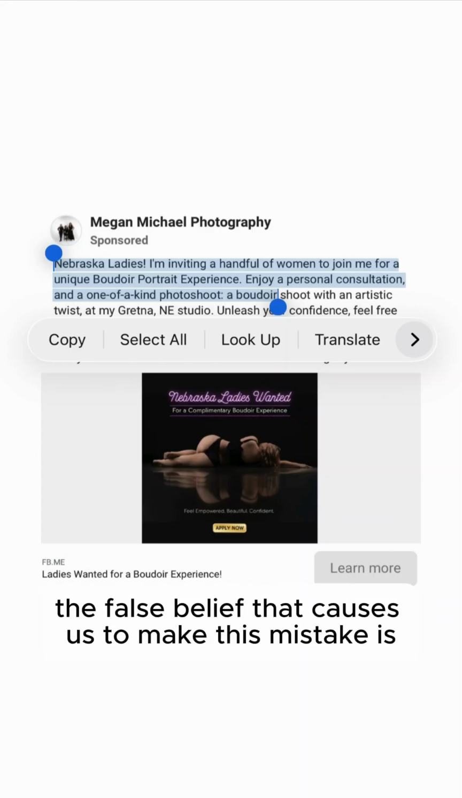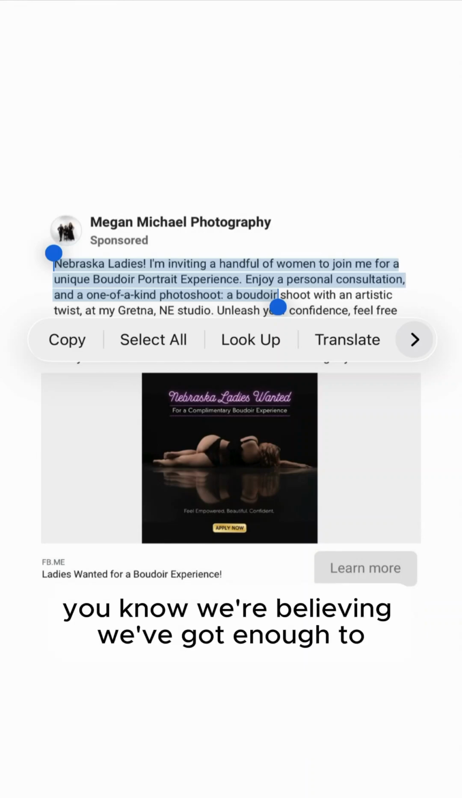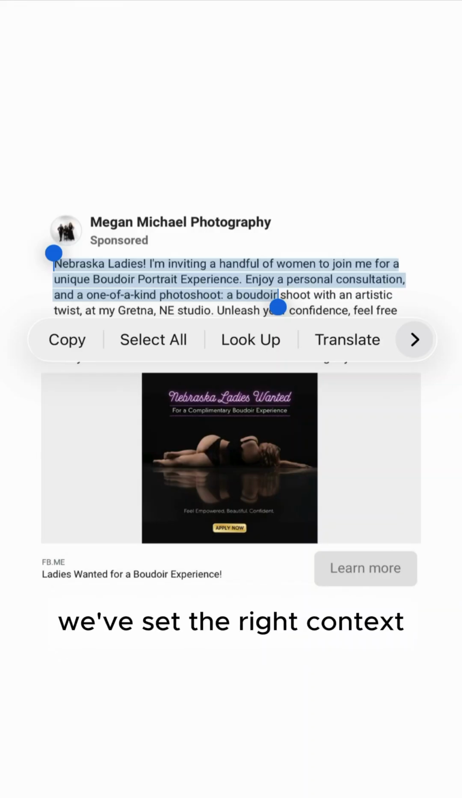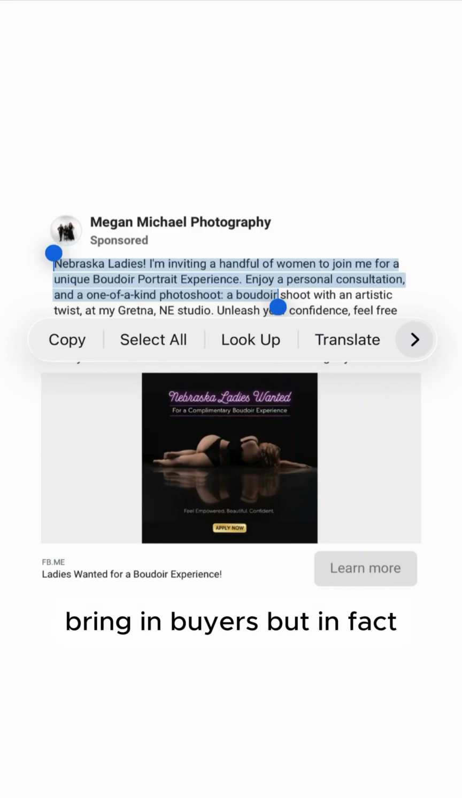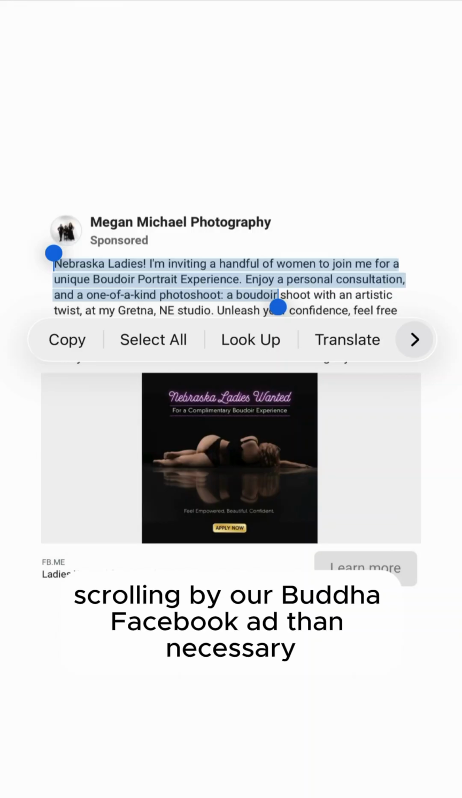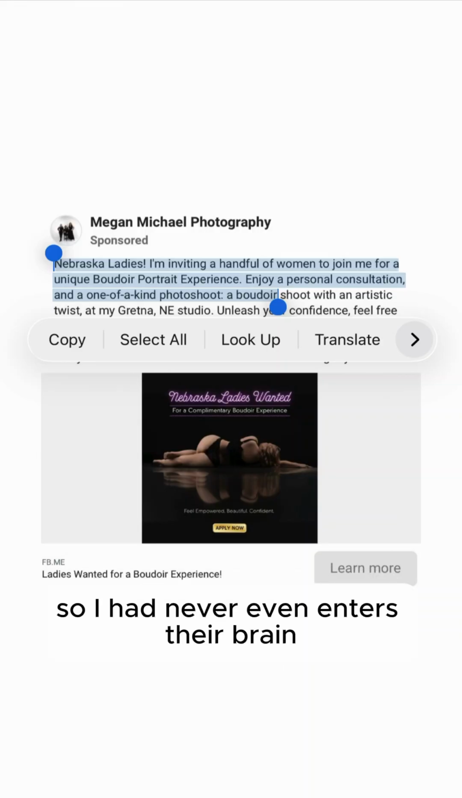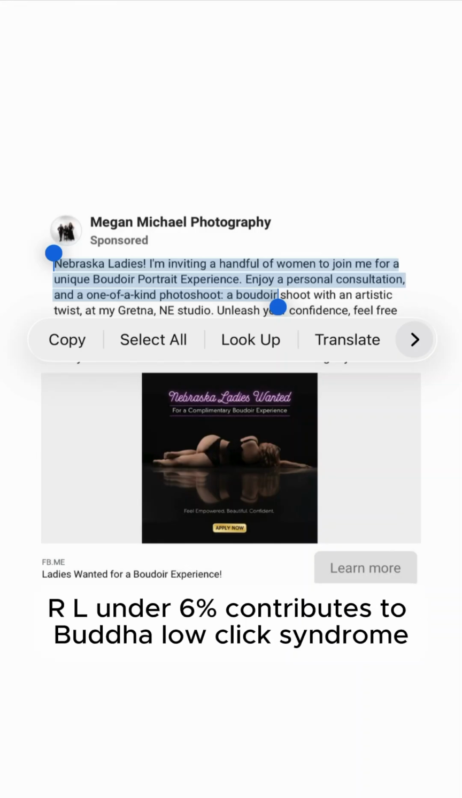The false belief that causes us to make this mistake is that we believe we've set the right context, and we believe that is the number one thing that'll help bring in buyers. But in fact, the way we have it right now, we're going to have way more women scrolling by our boudoir Facebook ad than necessary, so our ad never even enters their brain. So this contributes to BLCS, pulling our unique CTR all under 6%, and contributes to boudoir low click syndrome.